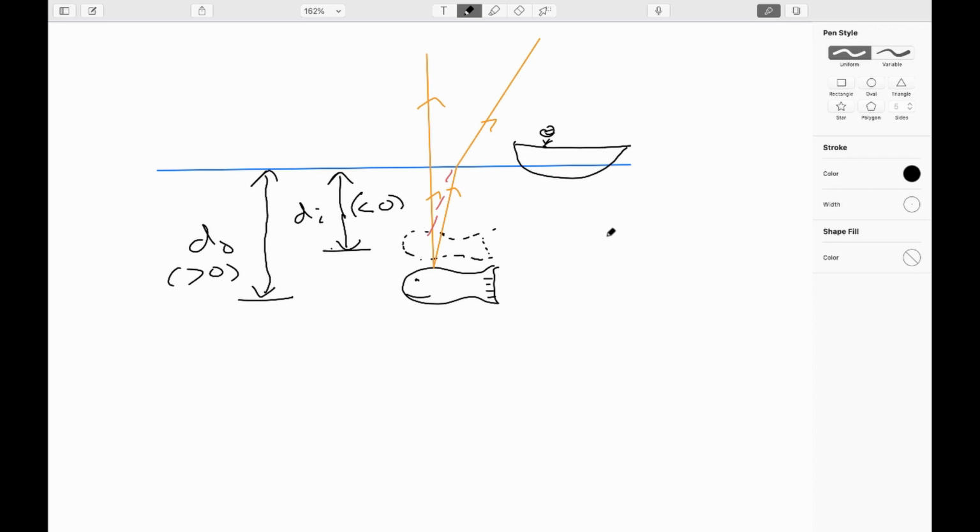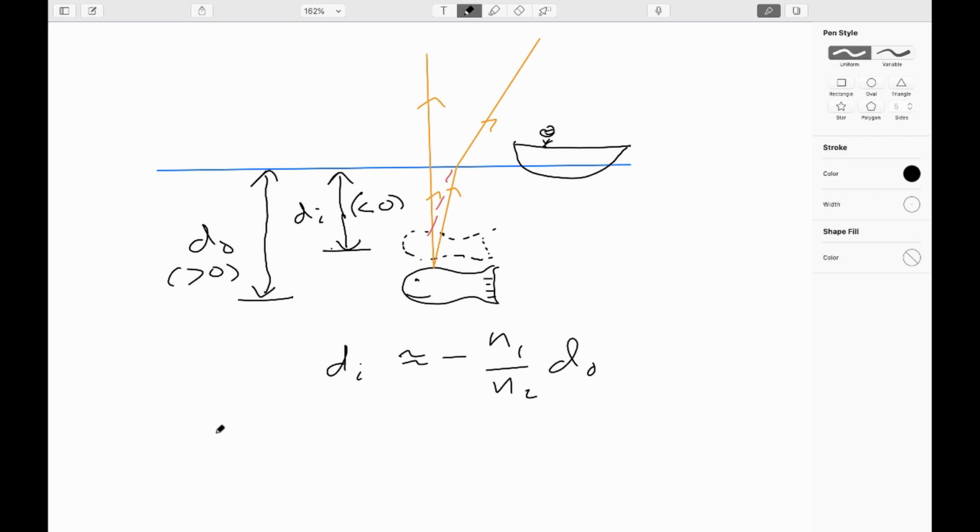I'll dispense with the actual calculation here, but as long as you're not looking too obliquely at the fish, if you're looking reasonably straight down from above the fish, you can show that the image distance is roughly equal to minus, again because it's a virtual image, n1 over n2 times DO.